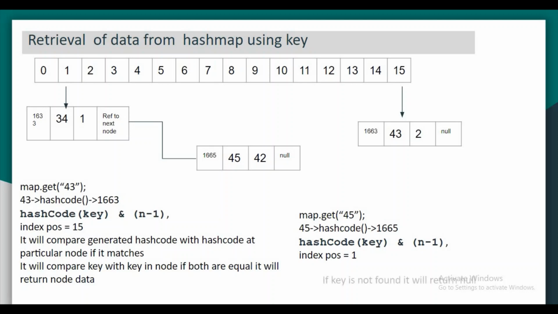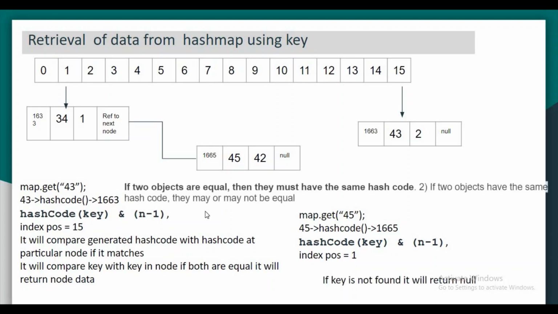And there is an important point, guys, you have to remember. There is a contract: if two objects are equal, then they must have the same hash code, and if two objects have the same hash code, they may or may not be equal. This is the contract for the equals and hashCode methods. Please remember this, guys. In many interviews, people ask about this contract between the equals and hashCode methods. If two objects are equal, they must have the same hash code. If two objects have the same hash code, they may or may not be equal.